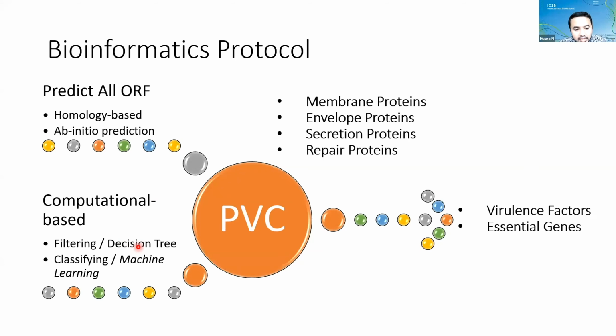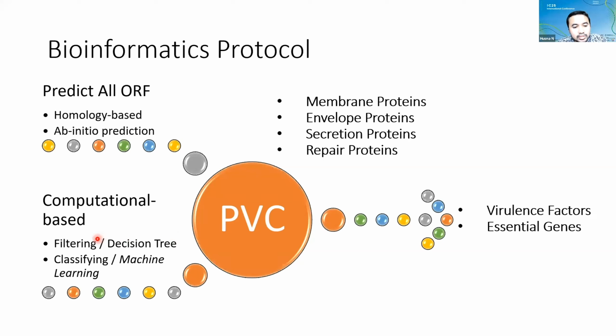This is the algorithm also applied to make the Pango lineage of SARS-CoV-2. That's why previously we know that the UK variant is called B.1.1.7, and the Delta is B.1.617.2. This comes from the filtering process in the computational approach, the decision tree.